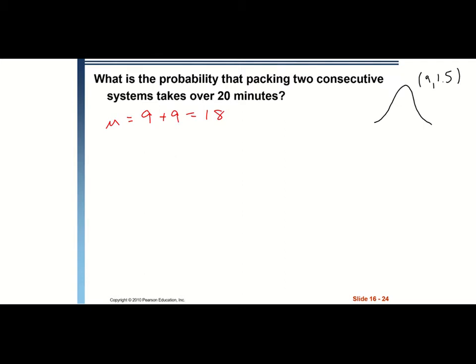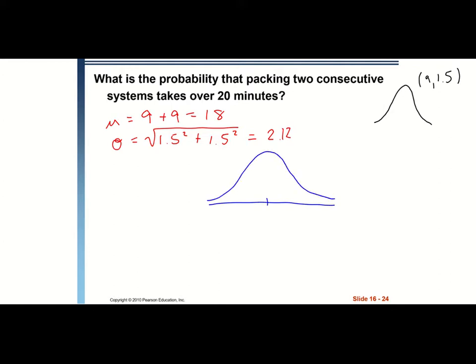The standard deviation we'll find by adding the variances. So we're going to add 1.5 squared, that 1.5 minutes squared to find the variance, that's for the first box. Add for the second stereo, 1.5 squared, and that's going to give us a standard deviation for both systems of 2.12 minutes. All right, so now we have a new normal model for the probability of packing 2 systems consecutively, and it's going to have a mean of 18 minutes and a standard deviation of 2.12 minutes. And we want to find the probability of these 2 systems taking over 20 minutes to pack.